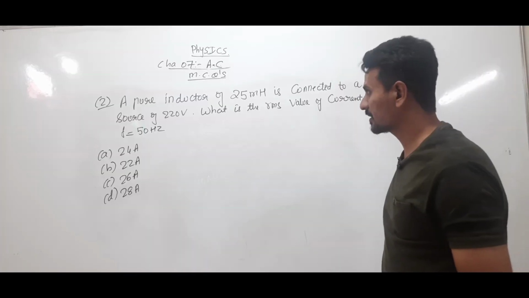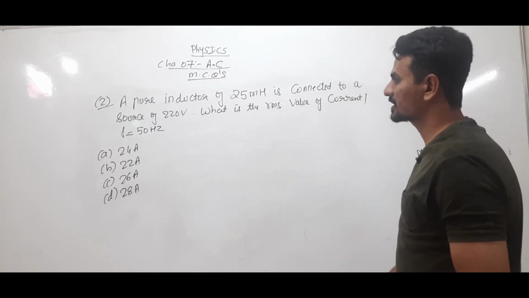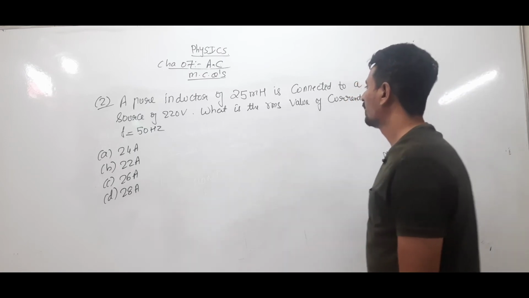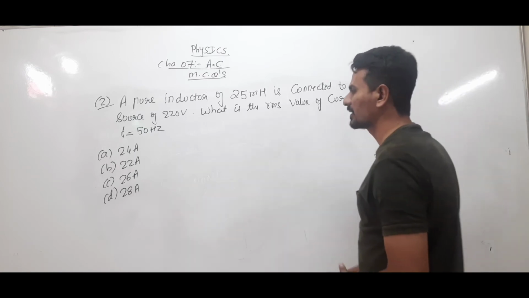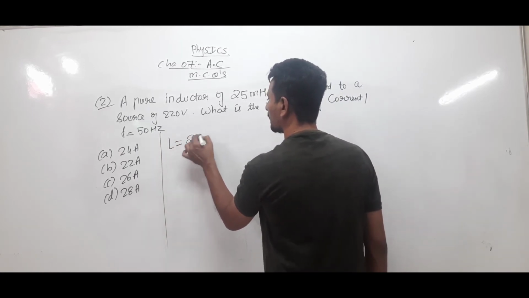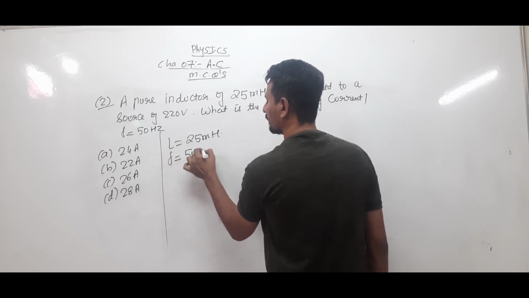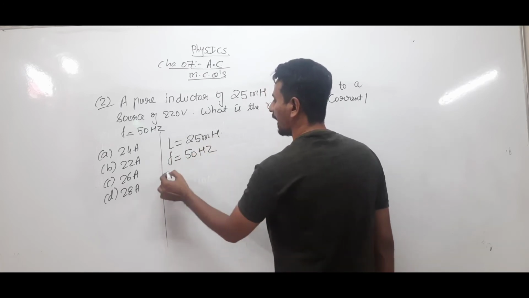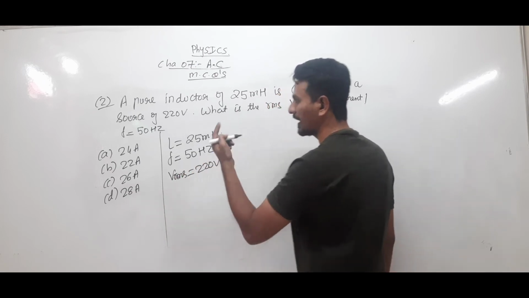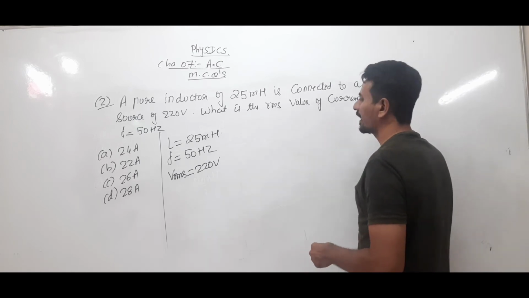A pure inductor of 25 millihenry is connected to a source of 220 volt and 50 hertz frequency. What is the RMS value of current? This is very easy. So L is equal to 25 millihenry, F is equal to 50 hertz, and the RMS value of voltage is 220. If nothing is said, we'll take the value of voltage and current as RMS. What is the RMS value of current?